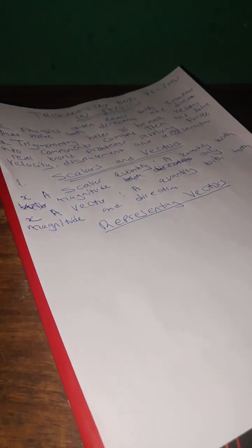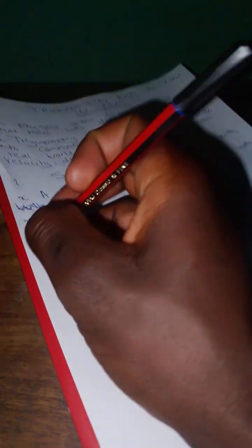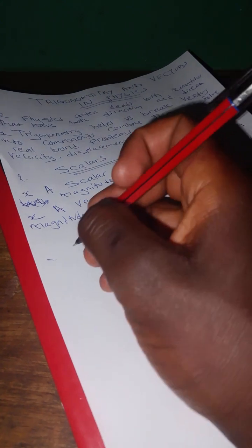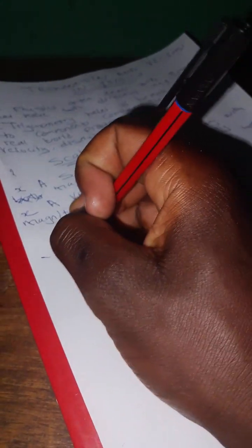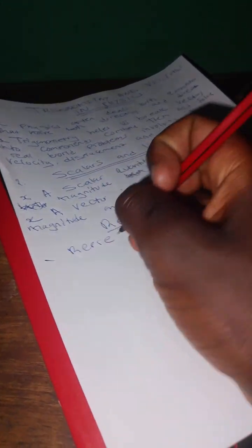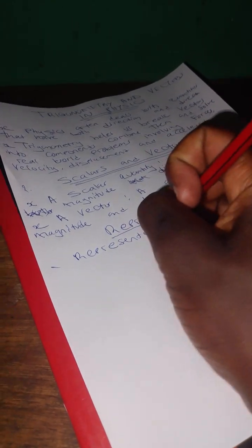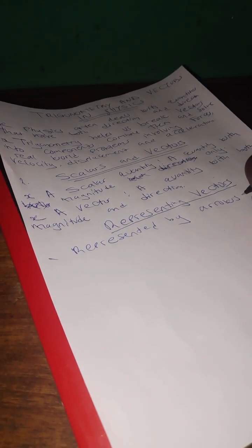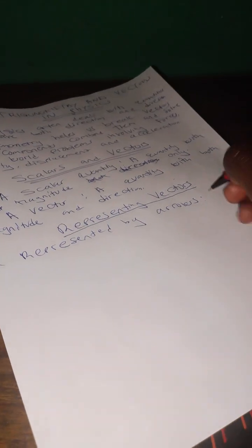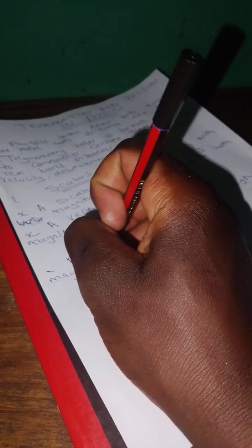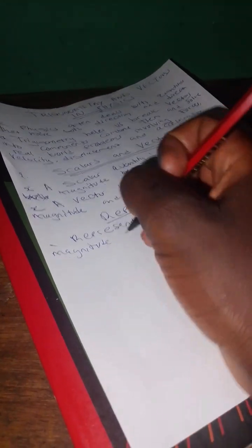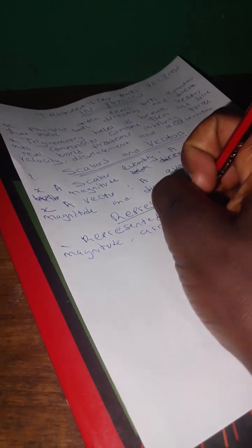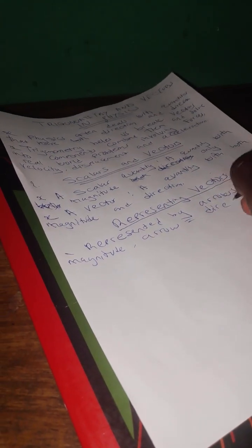So vectors, the first one, we say they are represented by what? By arrows. So length is equal to what? Magnitude. Arrow is equal to direction.